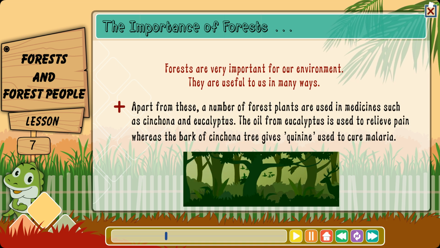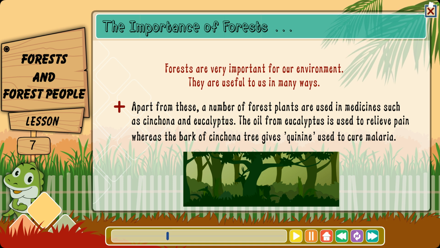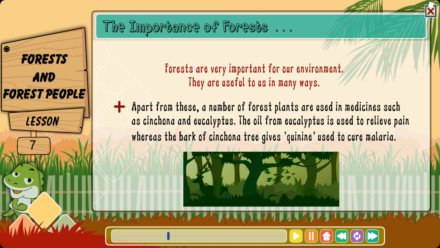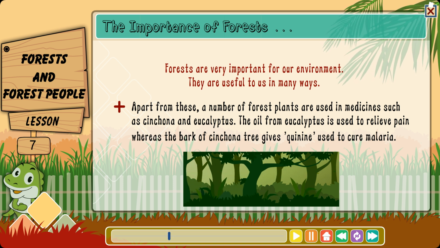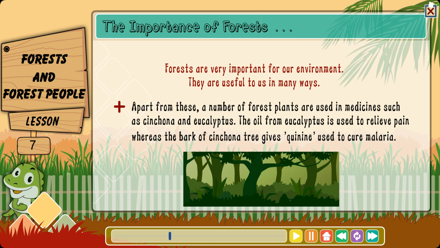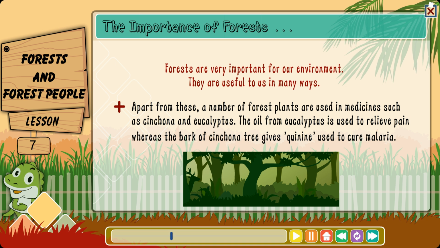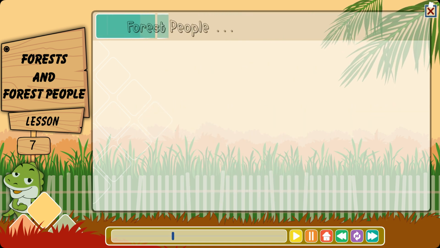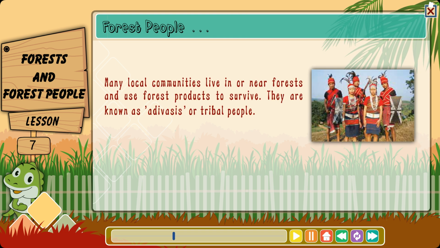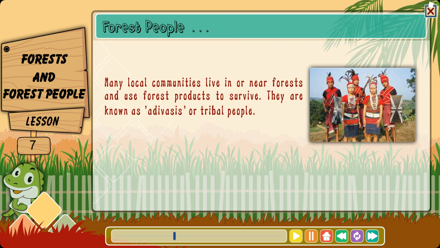Apart from these, a number of forest plants are used in medicines such as cinchona and eucalyptus. The oil from eucalyptus is used to relieve pain, whereas the bark of cinchona tree gives quinine used to cure malaria. Forest people. Many local communities live in or near forests and use forest products to survive.